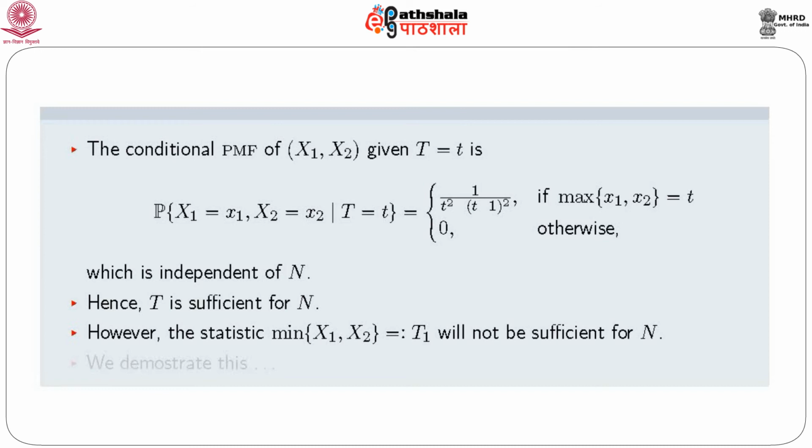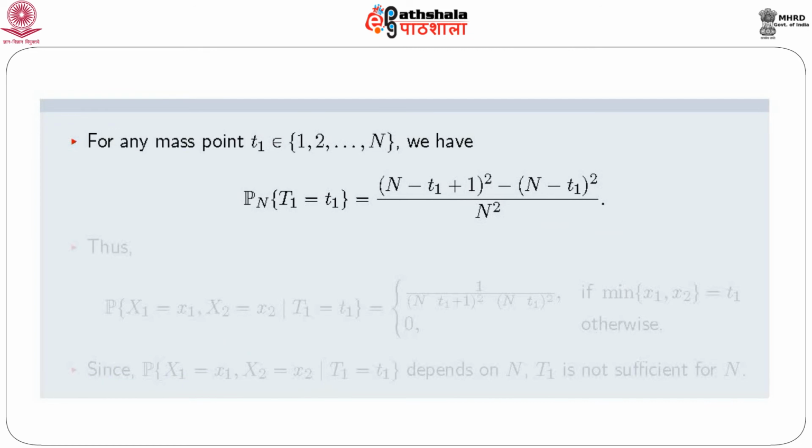But if we take the statistic T1, which is the minimum of X1, X2, then T1 will not be sufficient for N. We demonstrate this by taking any particular mass point small t1, which is 1 to capital N. We have probability under N of T1 equals small t1.